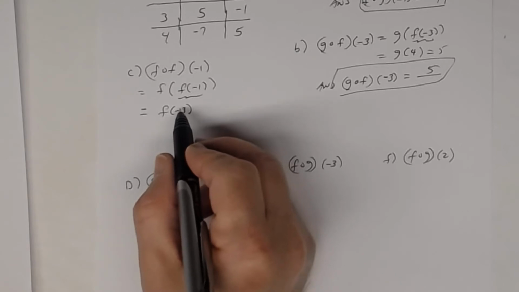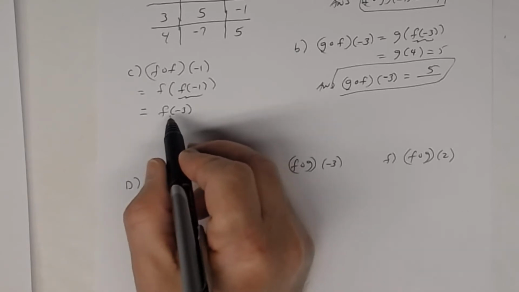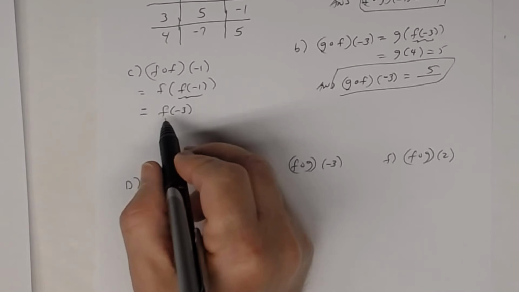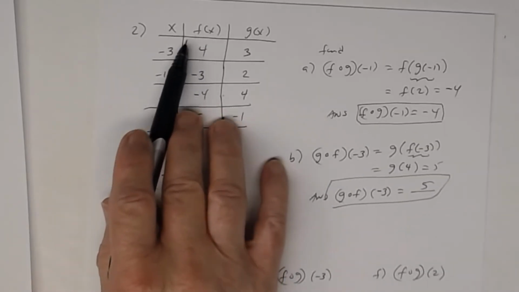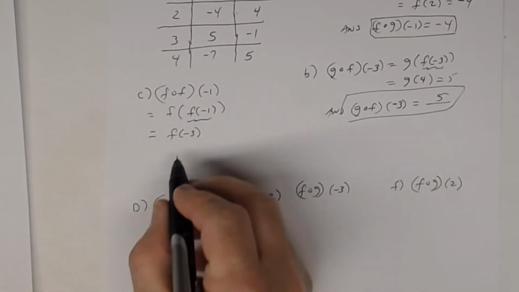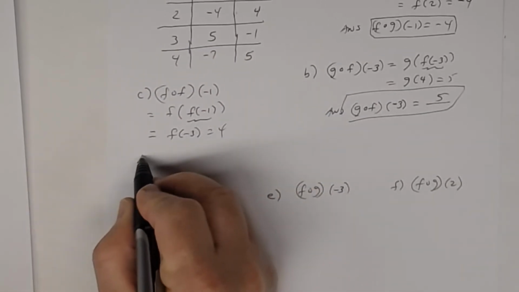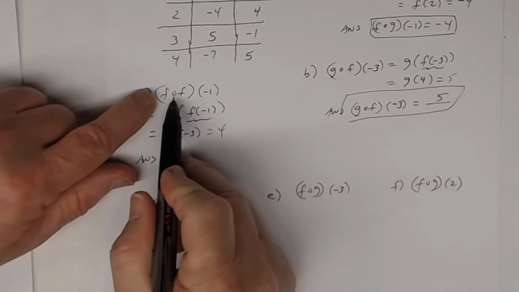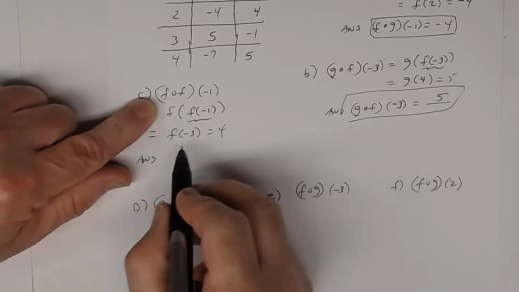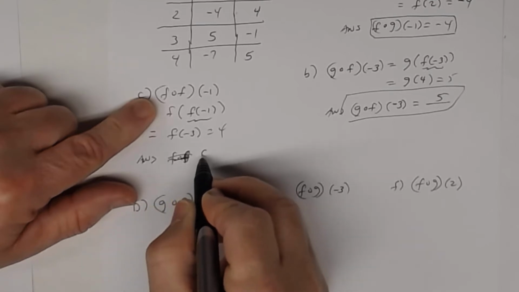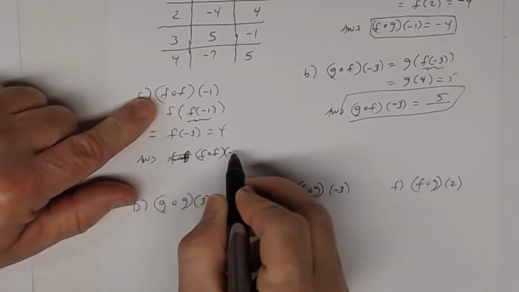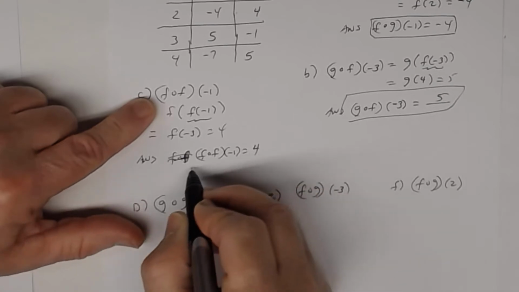Now I need to find f of negative 3. F of negative 3 means when x is negative 3, what is my y value for my function f? Here's where x is negative 3. F of negative 3 is 4. So your answer is f composed with f at negative 1 equals 4. And there's your answer.